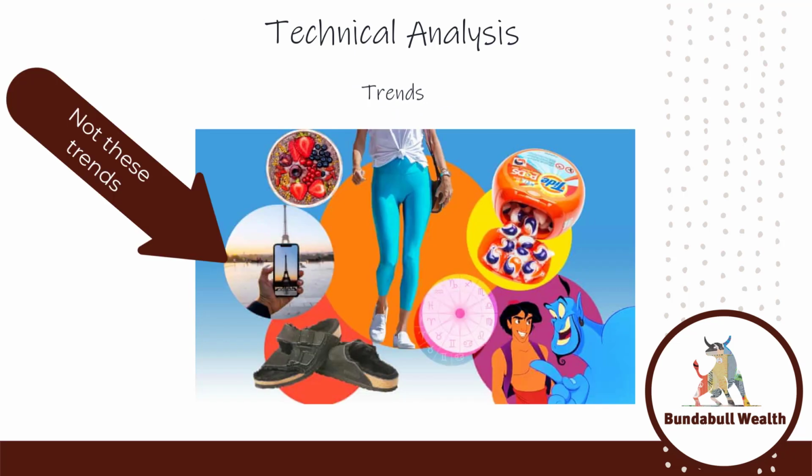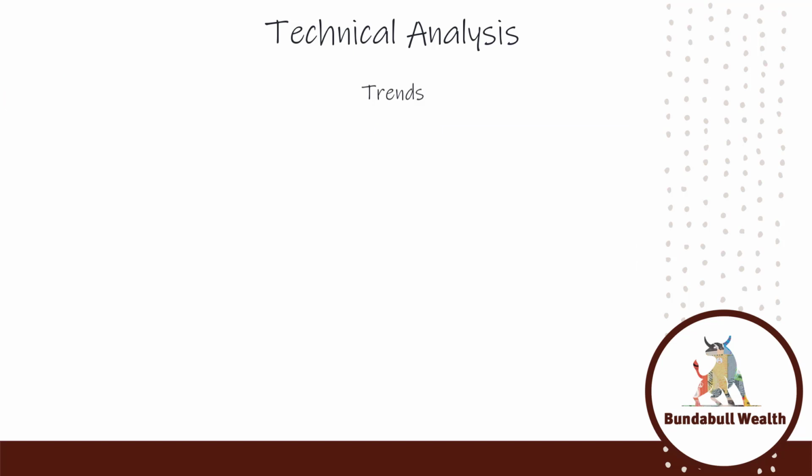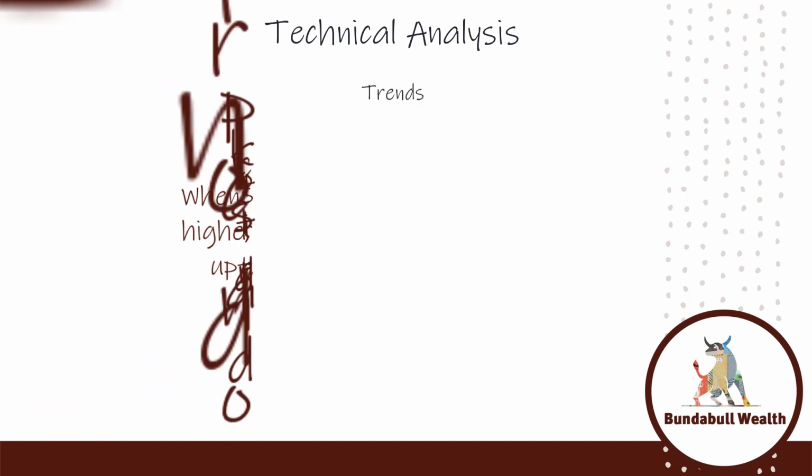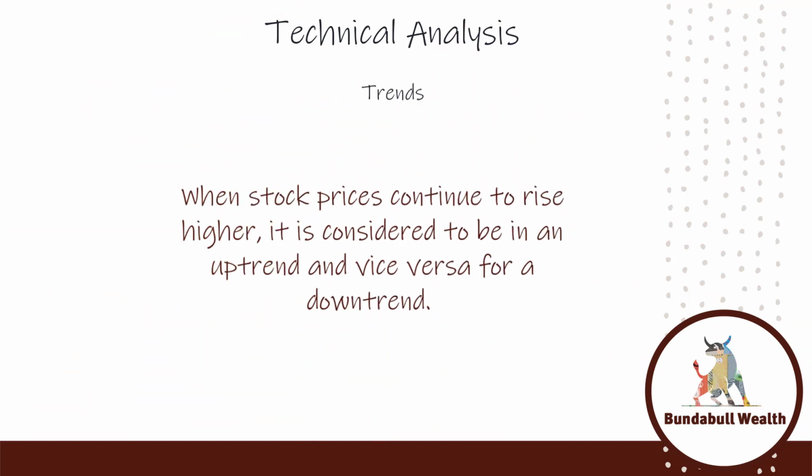Trends. Trends indicate the current direction of share prices. When stock prices continue to rise higher, it's considered to be in an upward trend and vice versa for a downward trend. Uptrends indicate increasing demand for shares as buyers are willing to pay prices higher and higher as supply diminishes. Downtrends represent an oversupply of shares, with waning buying interest resulting in falling prices.